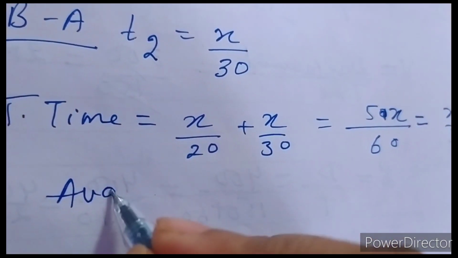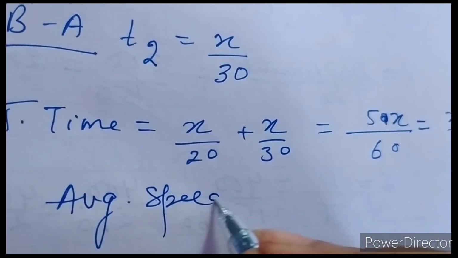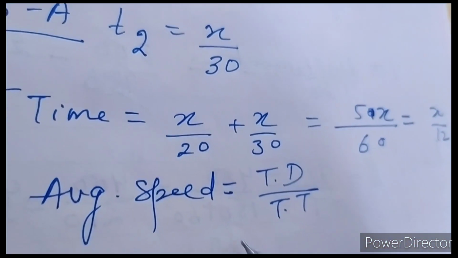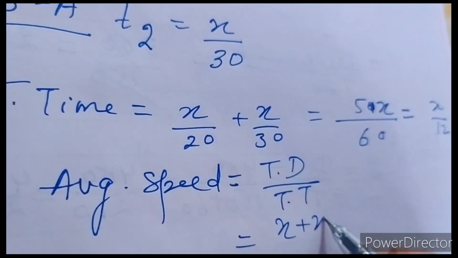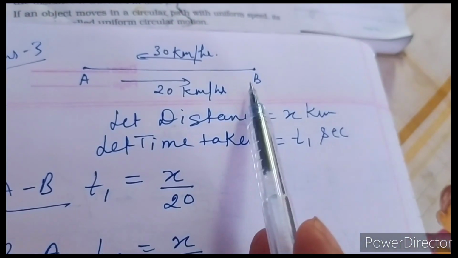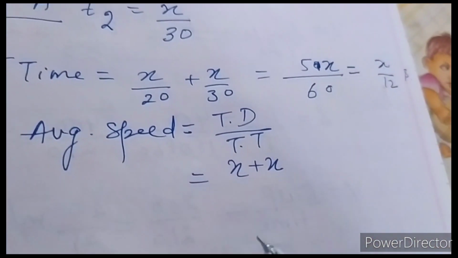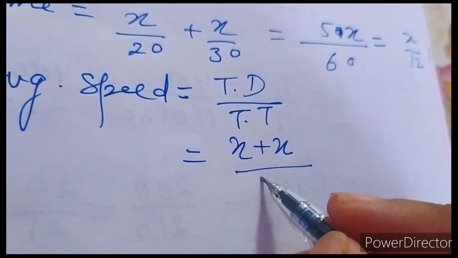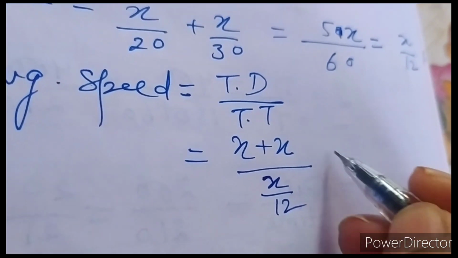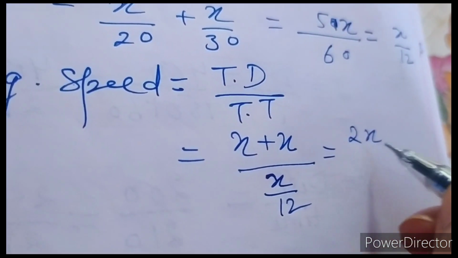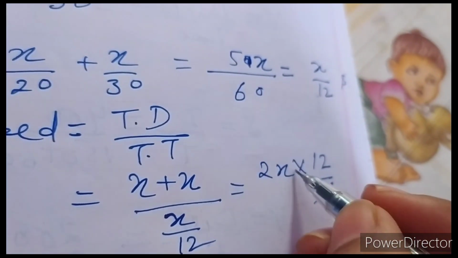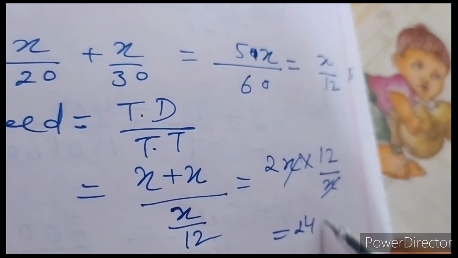Now average speed is equal to total distance upon total time. Total distance is x plus x, because it has gone x kilometer and again come back the same distance, and total time is, as we have calculated just now, x upon 12. So that will be equal to 2x into 12 upon x. Now when you cancel it, you will get 24 km per hour.